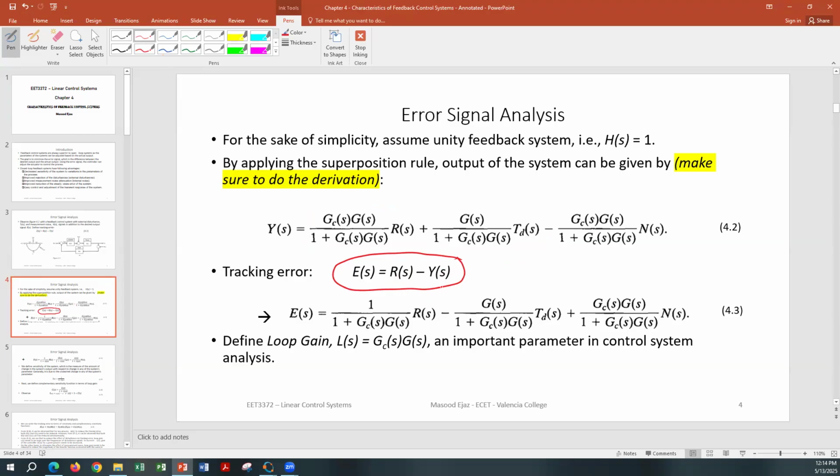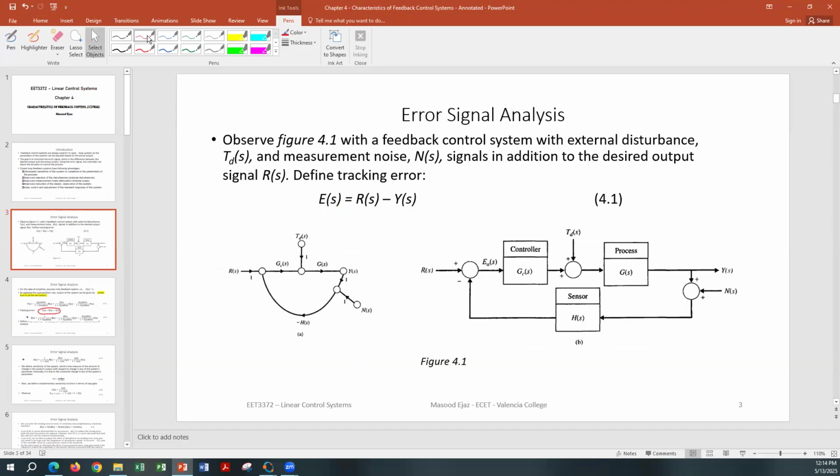So if we take that, E(s) is equal to R(s) minus Y(s), and the Y(s) expression is that, so we plug that Y(s) expression over there. Then the expression for E(s) is going to come out to be this. You have R(s) minus this, which is G_c(s)G(s) over 1 plus G_c(s)G(s) R(s). And here we are assuming we have a unity feedback system, so we are assuming that H is equal to 1.